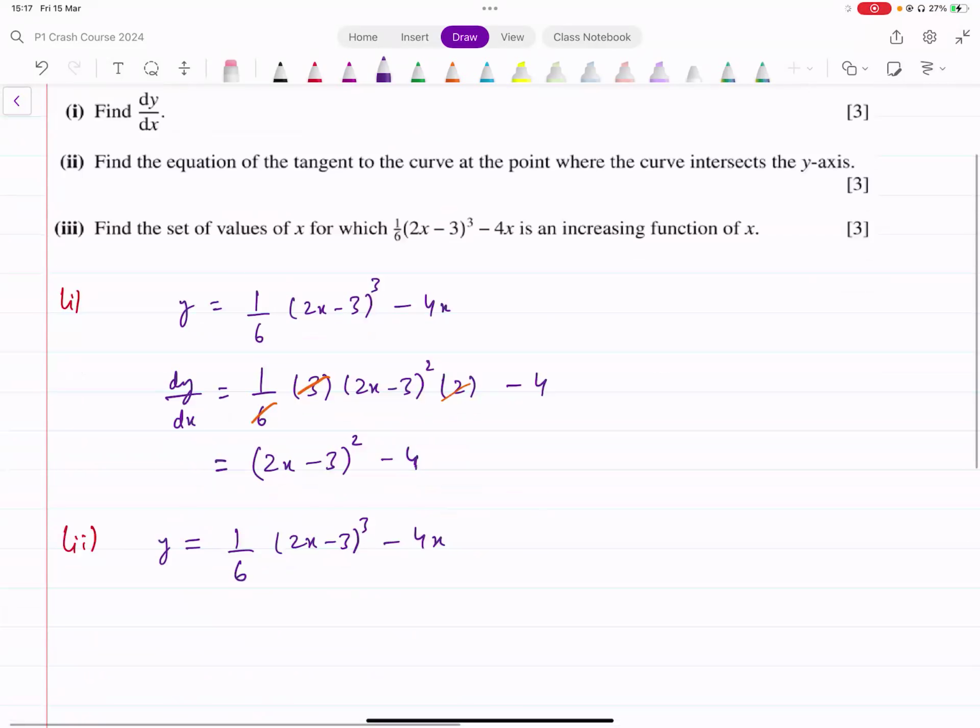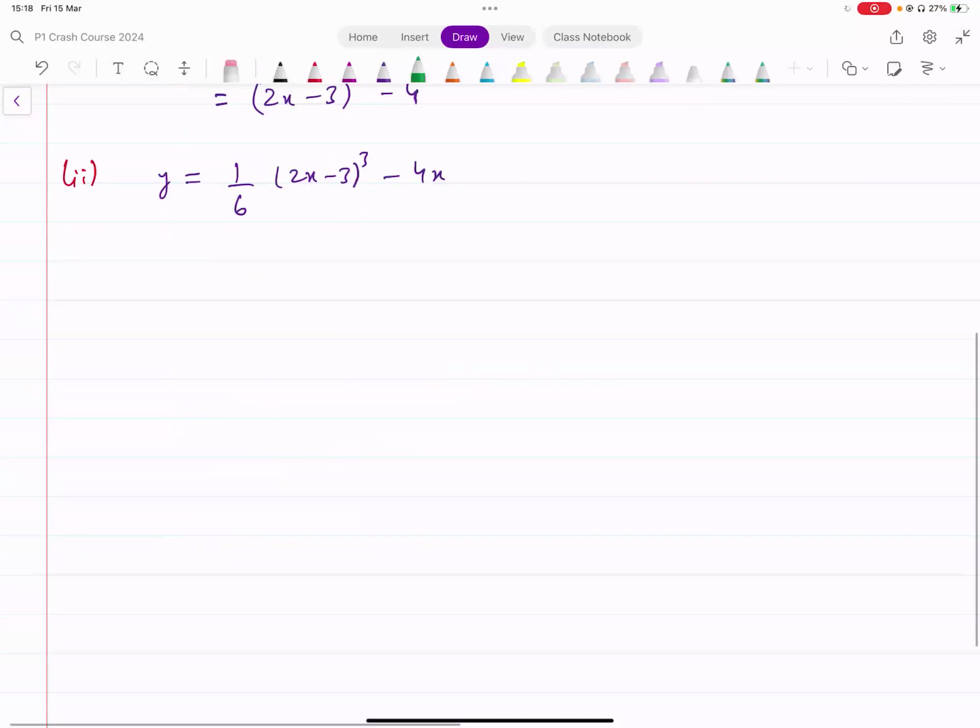We want to find the equation of the tangent at the point where the curve intersects the y-axis. That means the y-intercept of the curve. How do you find the y-intercept of a curve? Of any function, you put x equal to 0. So first of all, you need to find that point at which you have to find the equation of the tangent, because we need a point for finding that equation as well.